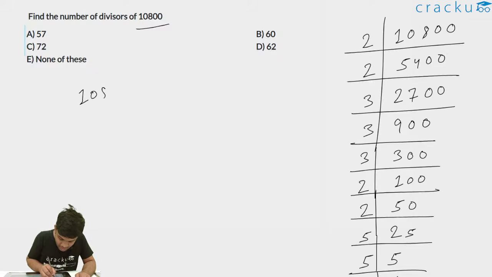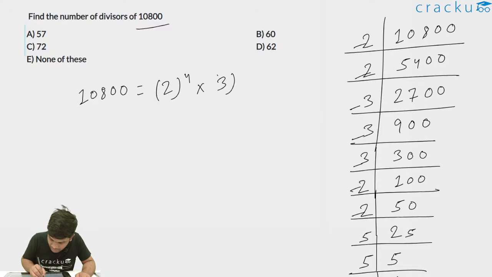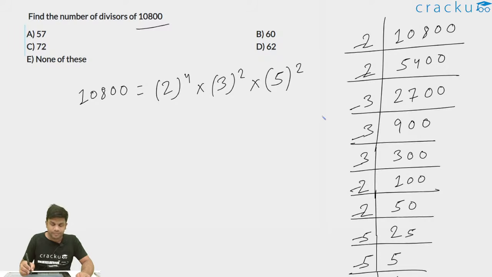So if you write 10,800, you will find 2 is there 4 times, so it will be 2 to the power 4 into 3 is there 3 times, so 3 to the power 3 into 5 is there 2 times, so it is 5 to the power 2.